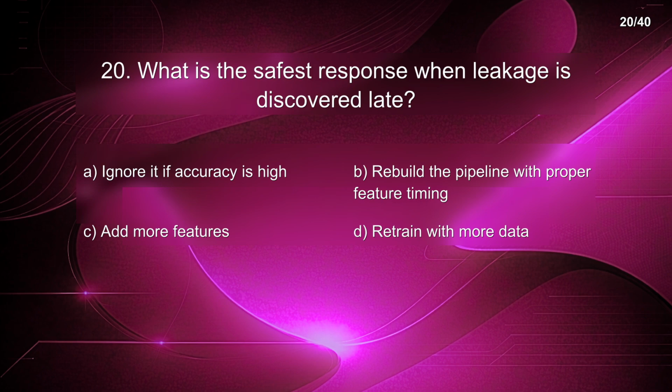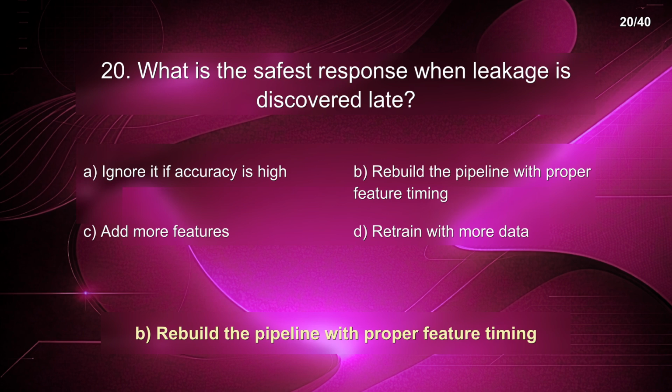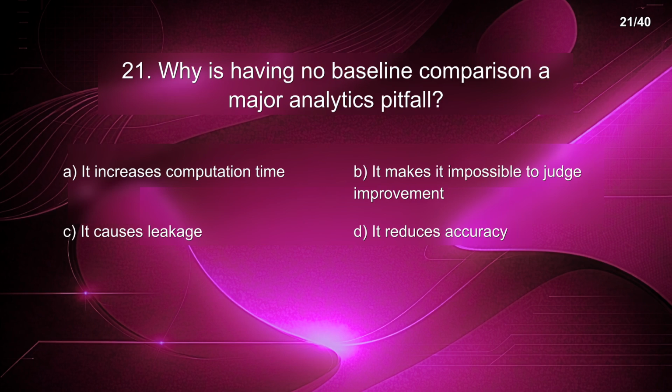Correct answer is B. Rebuild the pipeline with proper feature timing. 21st question. Why is having no baseline comparison a major analytics pitfall? A. It increases computation time. B. It makes it impossible to judge improvement. C. It causes leakage. D. It reduces accuracy.